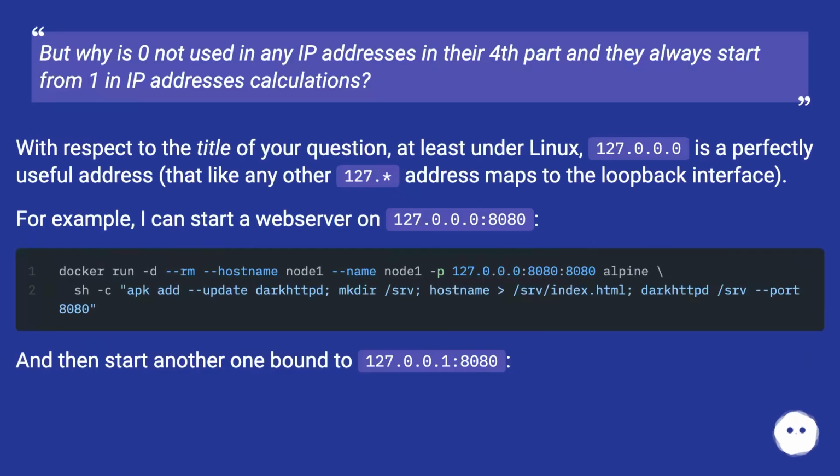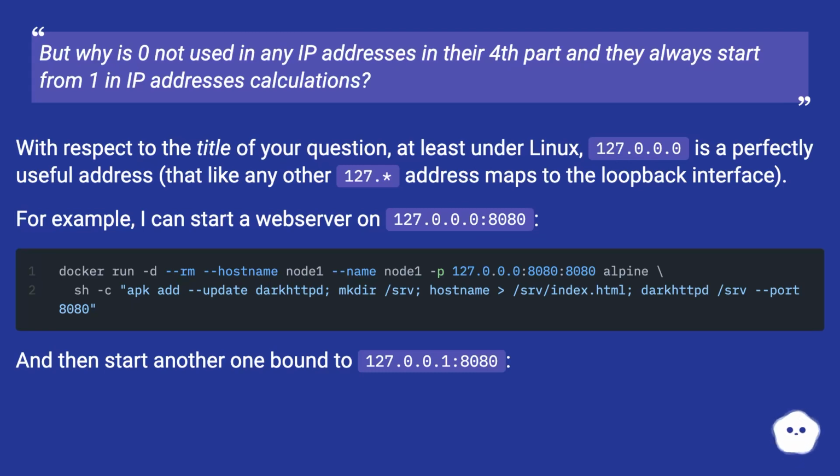But why is 0 not used in any IP addresses in their fourth part, and they always start from 1 in IP address calculations? With respect to the title of your question, at least under Linux, 127.0.0.0 is a perfectly useful address that, like any other 127. address, maps to the loopback interface.